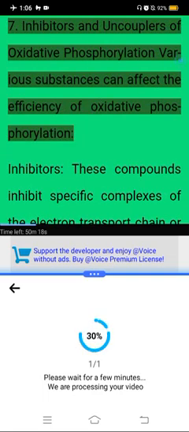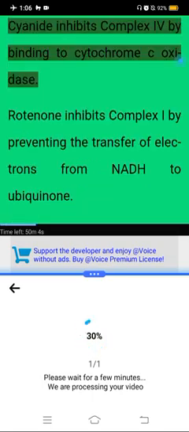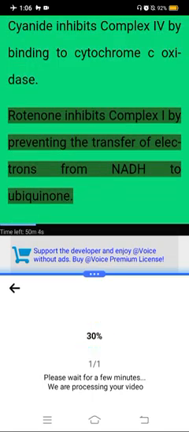7. Inhibitors and uncouplers of oxidative phosphorylation. Various substances can affect the efficiency of oxidative phosphorylation. Inhibitors: these compounds inhibit specific complexes of the electron transport chain or ATP synthase, blocking ATP production. For example, cyanide inhibits complex 4 by binding to cytochrome C oxidase. Rotenone inhibits complex 1 by preventing the transfer of electrons from NADH to ubiquinone.